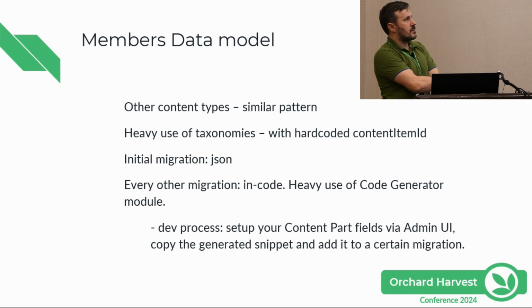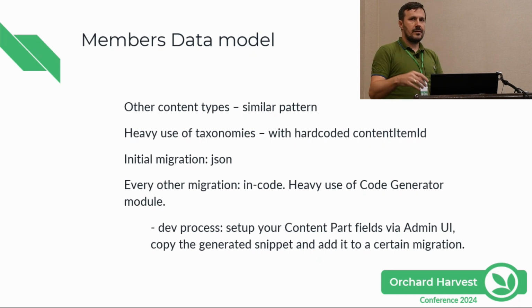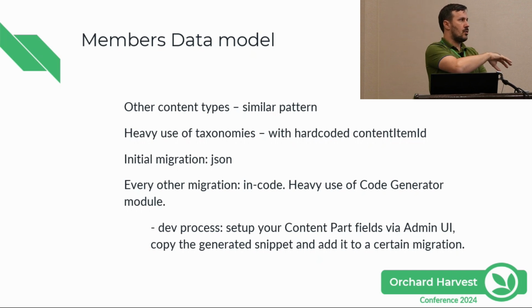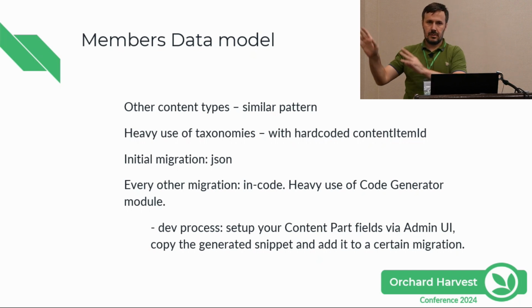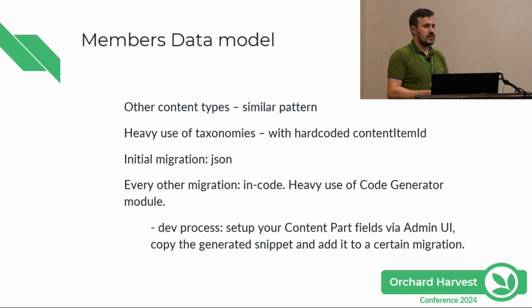After the initial migration, it shows JSON. What we would do, if we have to add a field, is go to the local dev UI and add the field in the UI. There's this great tool for code generation, which shows you the code for migrating. We copy that code into our code as a new migration, and that way, once we publish, the whole thing gets reflected on the production tool.